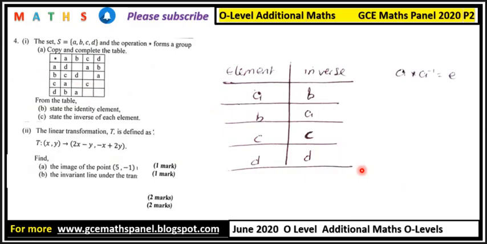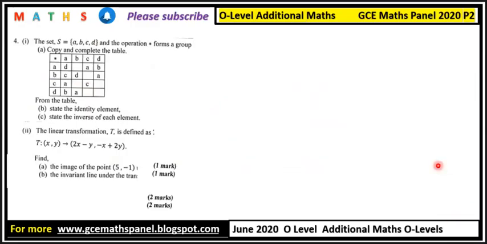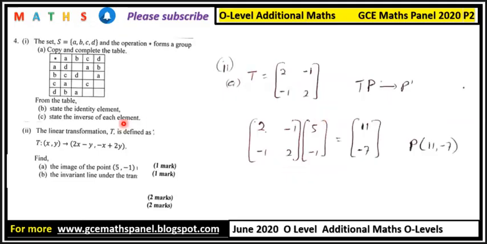The second part of the question reads, the linear transformation T is defined by T maps (x, y) onto (2x minus y, minus x plus 2y). So the image of the point (5, minus 1) is, so the transformation is the matrix 2, minus 1, minus 1, 2, the coefficients of this output. So we pre-multiply (5, minus 1) by this, and we have the image to be (11, minus 7).